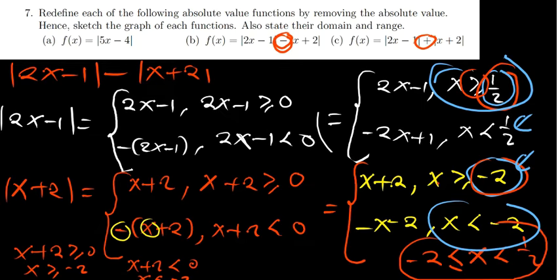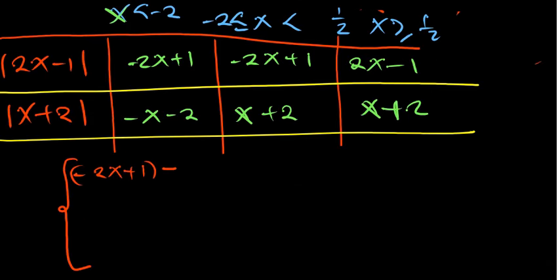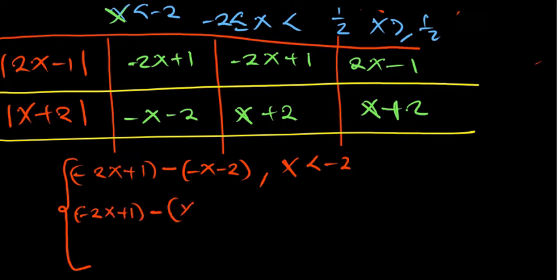These ones I need to put in brackets as well: minus negative x minus 2. What is the condition? The condition is that x has to be less than negative 2. Then I'll come here again. Here I have negative 2x plus 1 minus x plus 2. The condition is that negative 2 is less than or equal to x, but x has to be less than half.